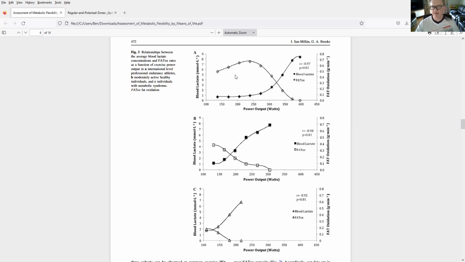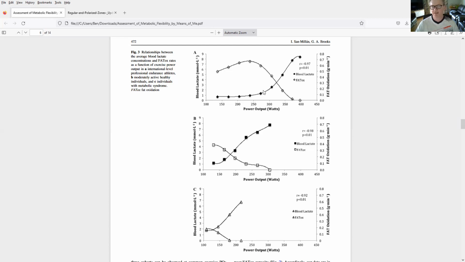This top line is our fat oxidation rate. So this is how much fat we are using as energy, that we are burning as energy. So we are sparing glucose while we're doing this. Now, this particular data set is based around elite athletes.